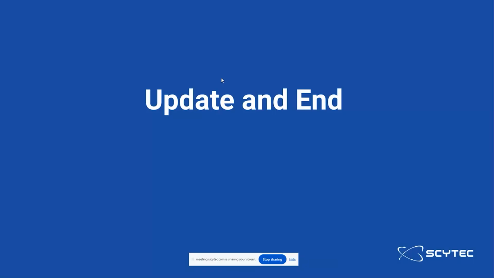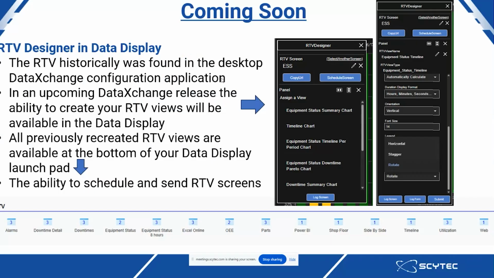So finally, whenever we have an update for the DataXchange machine monitoring platform, I always talk about it in the subsequent webinar that I have. So I talked about the RTV designer inside of the desktop configuration tool. Soon that is going to be moving inside of data display. So the RTV historically was found in the desktop configuration application, but will soon, in an upcoming DataXchange release, be found in the data display mobile and browser-based reporting tool.